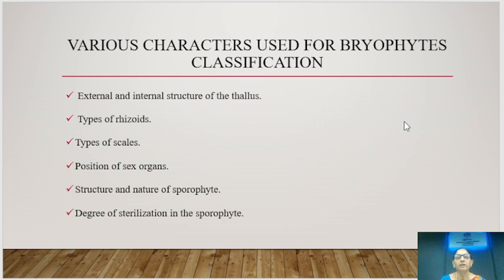Regarding the classification of bryophytes, various parameters or characters were used. The characters used for bryophyte classification are the thallus organization, where external and internal features were taken, the types of rhizoids they have, the types of scales, the position of the sex organs, the structure and nature of the sporophyte, and the degree of sterilization in the sporophyte.